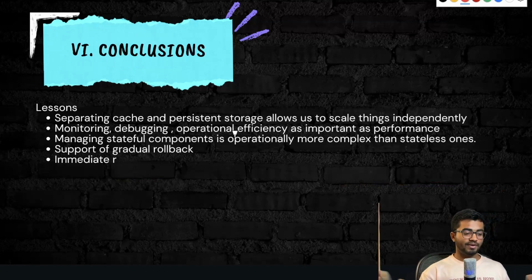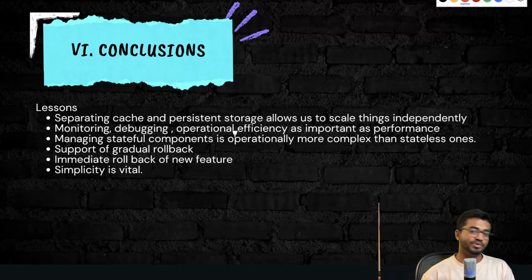Okay, finally, we are at the conclusion of a huge video, learning so many lessons. The first lesson is that separating cache and persistent storage allows us to scale things independently, because that's what they did. We have a MySQL layer and a cache layer, so we separated out both of the things, and that allowed us to scale them independently. Monitoring, debugging, and operational efficiencies are as important as the performance of the application. Very true.